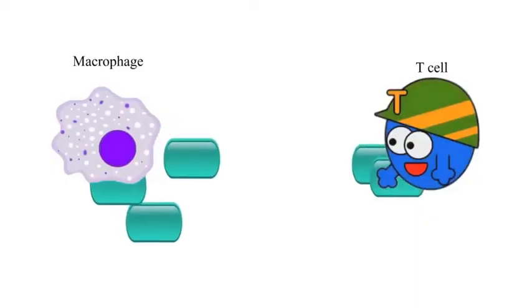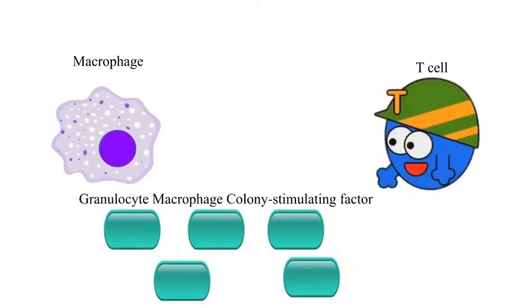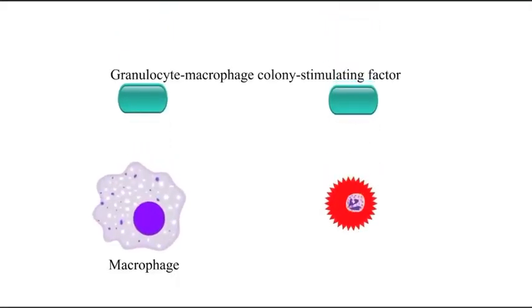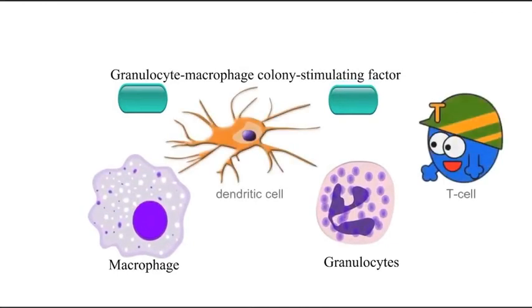Granulocyte macrophage colony-stimulating factor, also known as GM-CSF. It is secreted by macrophages and T cells. It controls the production, differentiation, and function of granulocytes and macrophages, and it also controls dendritic cell and T cell function.